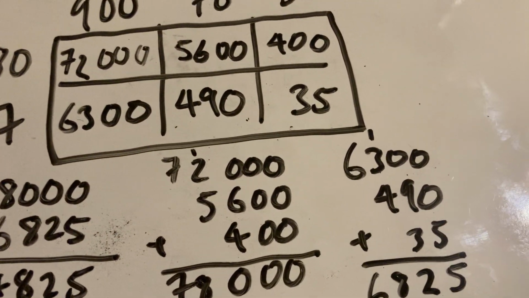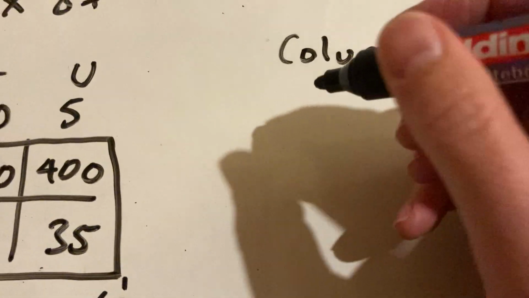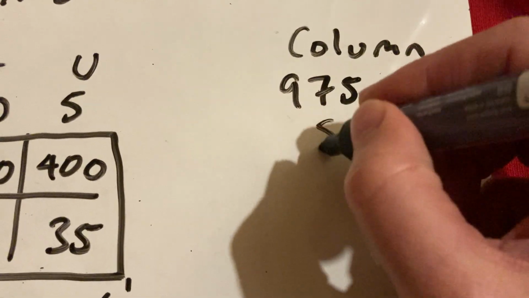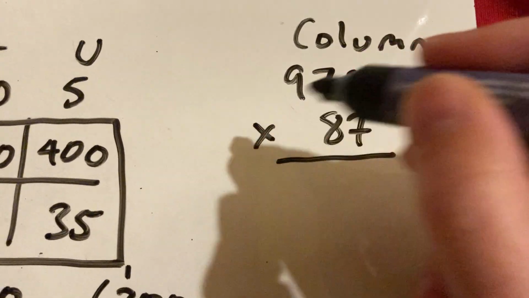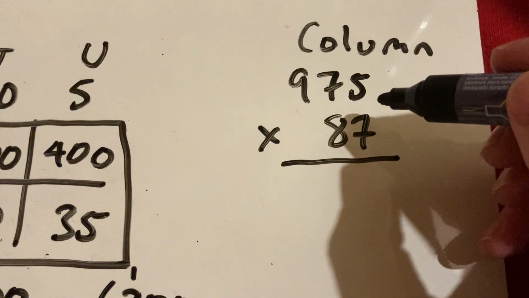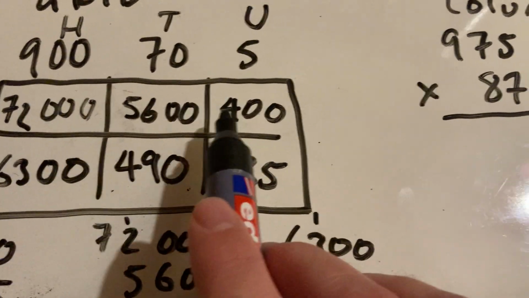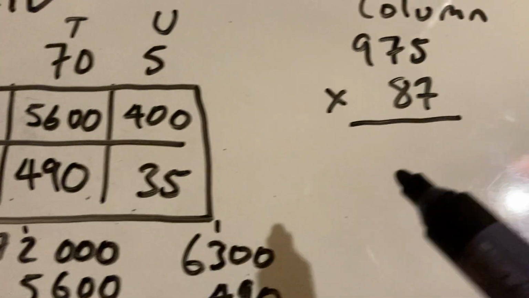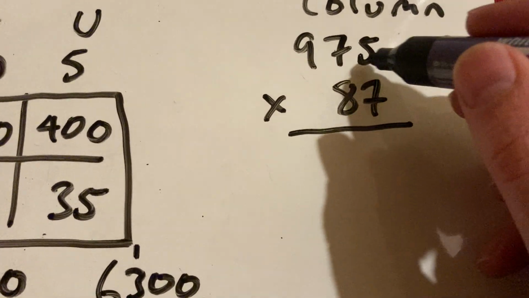So if we want to check this, and if we're used to maybe doing column multiplication, let's do that here. 975 times 87, and what we'll see is we're actually doing the same multiplications just in different orders. So here I'm going to do 80 times 975, which is what we did here, and I'm going to do 7 times 975, which is what we did here. So I'll first start by working out the 7 times 975.